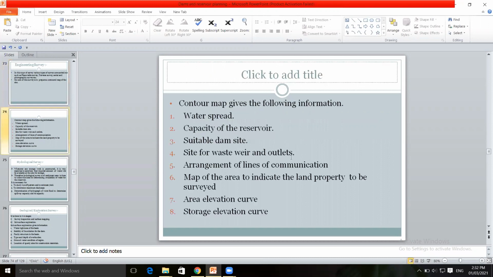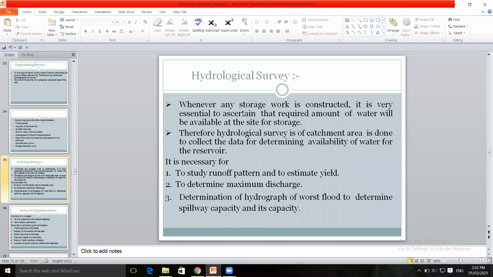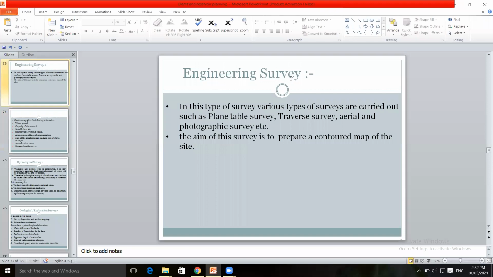From that contour map, you get the water which is spreaded in that area, capacity of the reservoir, site for the dam, site for waste weir and outlets, arrangement of the lines of communication, transportation system to be provided, land property to be surveyed, and area elevation curve and storage elevation curve are drawn. That is drawn from this contour map. That is done in the engineering survey. Understood engineering survey?